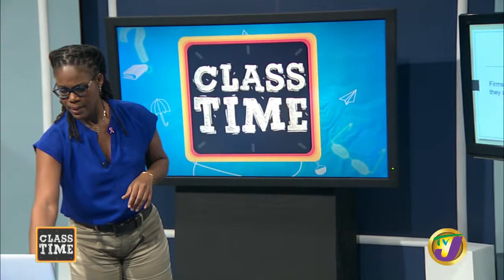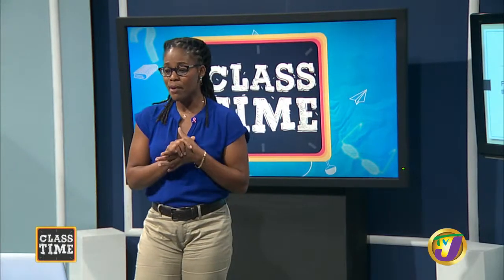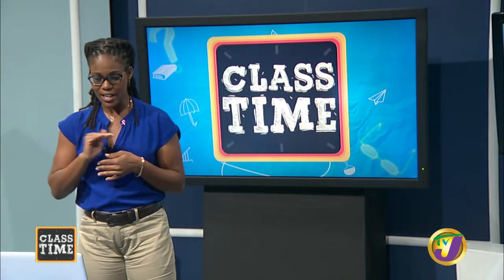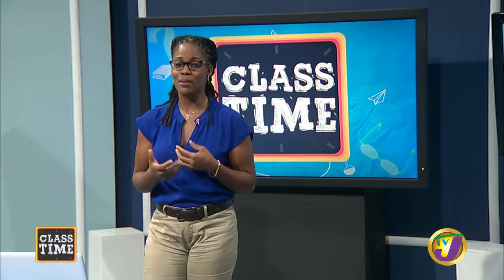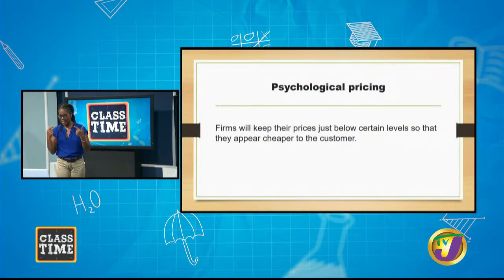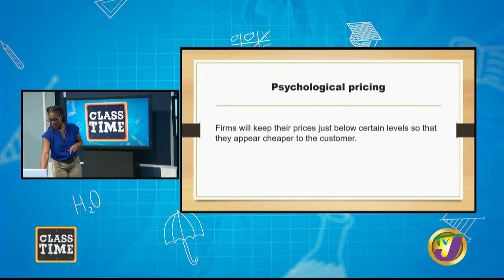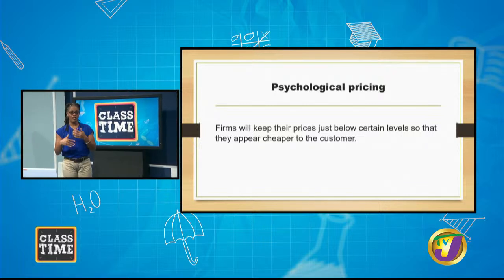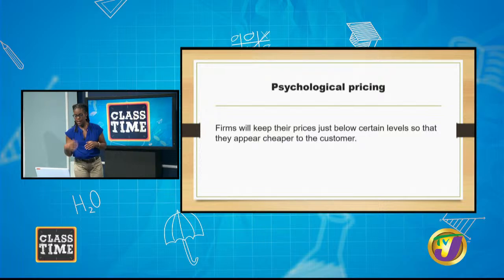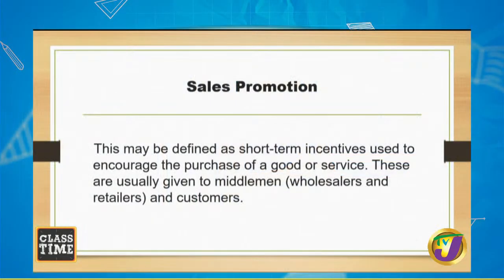So psychological pricing is basically when firms keep their prices just below a certain level so that they appear cheaper to the customer. So it plays on the mind, all right? Now we'll move on. Pricing is something that we will look at in more detail in a future lesson. So this is just introducing you to pricing. Now we'll move on to another marketing activity, sales promotion.